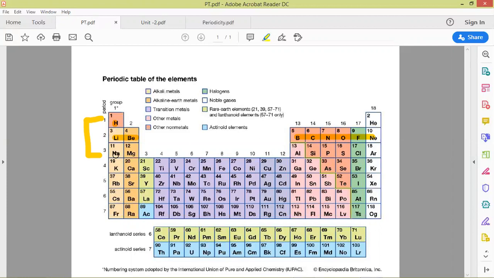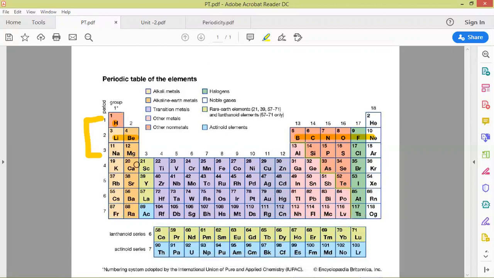With the fourth period, there occurs an introduction of 10 new groups in between the first two groups and the last 6 groups. These 10 groups are called transition elements, as they present a transition from the electropositive character of the first two groups to the non-metallic, or electronegative, character of the last 6 groups. The elements present in all these 10 groups are called transition elements. So this is the fourth period.